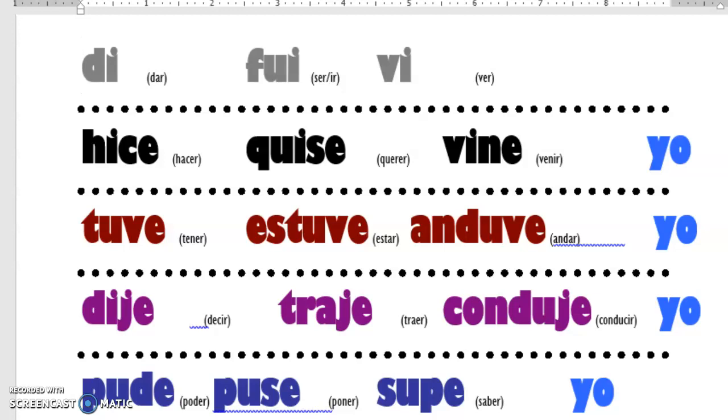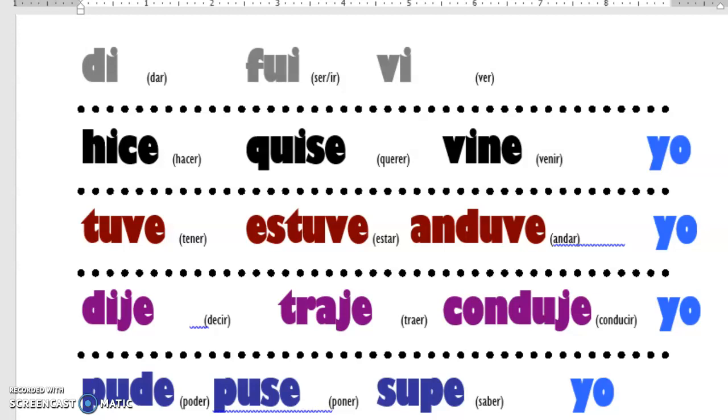And the thought is, again, if you can get to the yo in the preterite, it should trigger your memory how to conjugate the rest of the verb. Now, you have to remember what these verbs mean because that's the second part to this. It's not just conjugating them, it's actually remembering what they mean. So one more time, di, fui, vi, hice, quise, vine yo, tuve, estuve, anduve yo, dije, traje, conduje yo, pude, puse, supe yo. If you can get here, you can conjugate the rest of it.